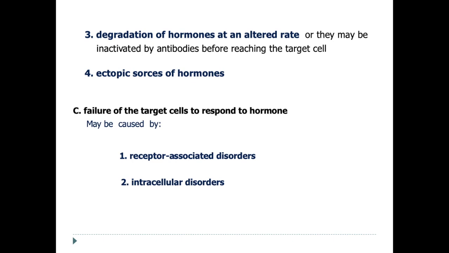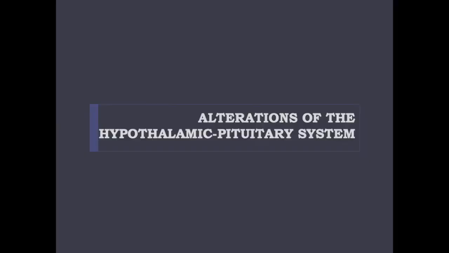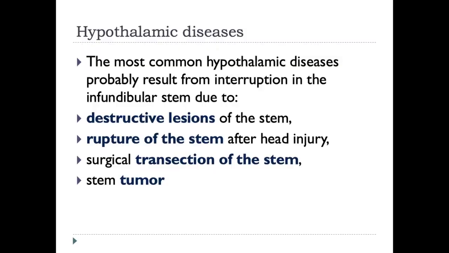And we have now to move to some specific pathology, and we have to start from the alteration of the hypothalamic-pituitary system because it's a huge group of pathology. It is associated with hypothalamic disorders and pituitary system disorders, and you understand that it also involves peripheral endocrine gland manifestations. It is associated with different etiological factors such as destructive lesion of the stem. Sometimes it could be head injury and finally rupture of the stem, surgical transection, and tumor.